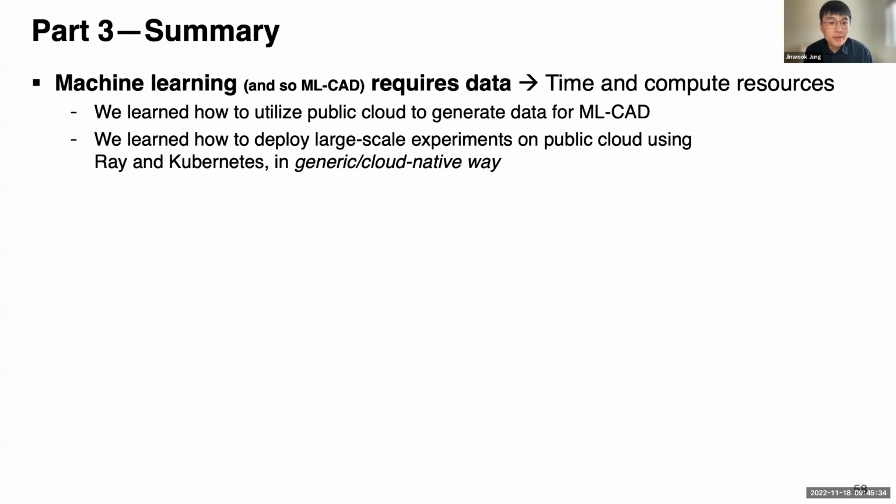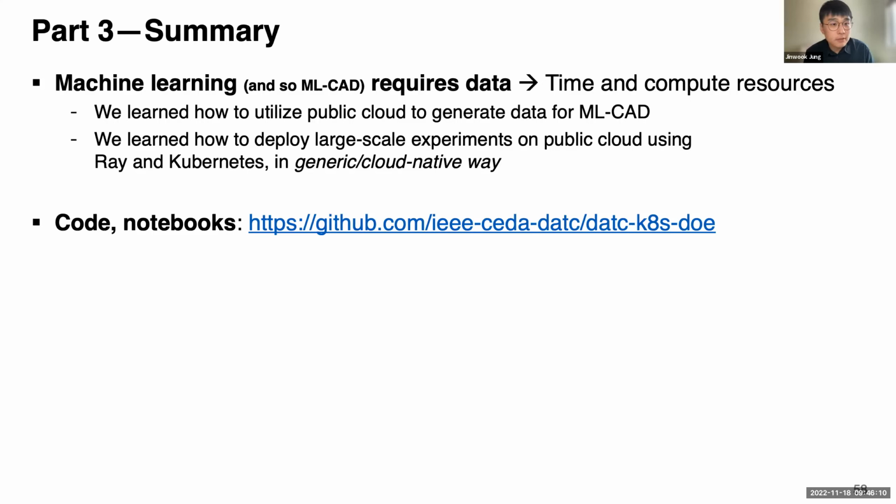Okay, so here's the quick summary of the part 3 of my presentation. So we know that machine learning and so MLCAT requires data, and so it needs a significant amount of time and compute resources. And in this part, I presented how to utilize public cloud services to efficiently generate large amount of data for MLCAT application. And specifically, I showed how to deploy large-scale experiments on public cloud services using Ray, Kubernetes, and Docker in a generic and cloud-native way. So you can find all the example code and notebooks in this GitHub link.